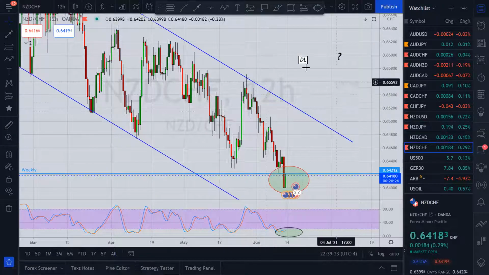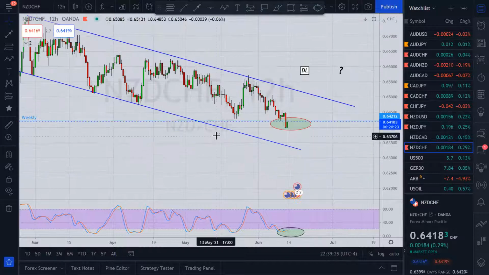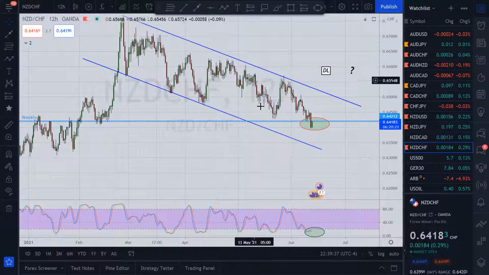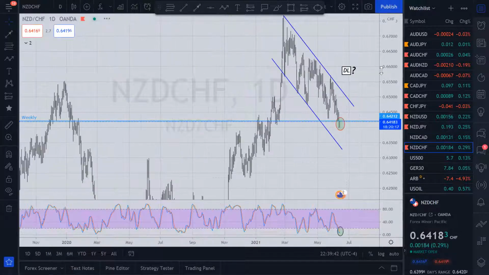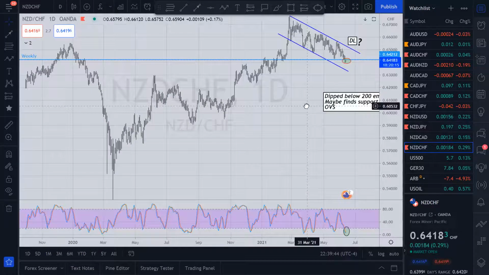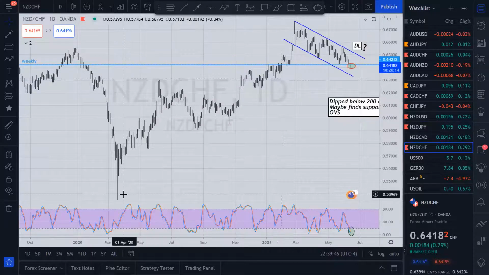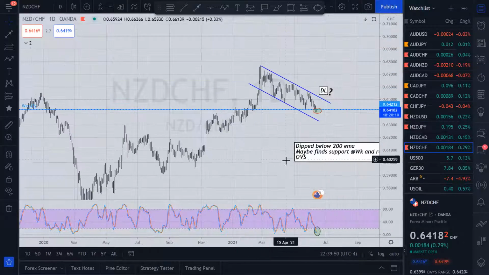With NZD Swiss, I'm looking for a long. Why am I looking for a long position? Looks like it's in a downtrend, right? Look on the daily. How long we've been going up? You got to see that macro picture. It's been bullish since March of 2020.